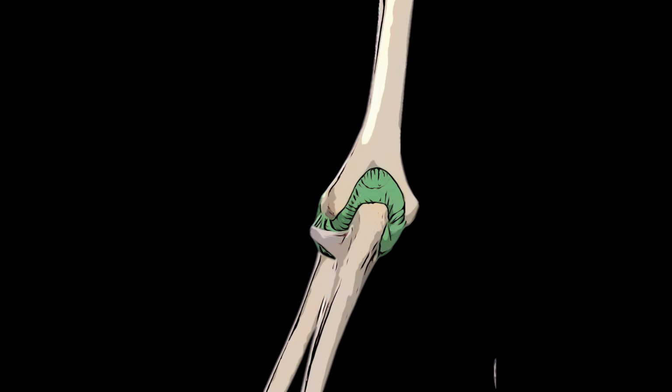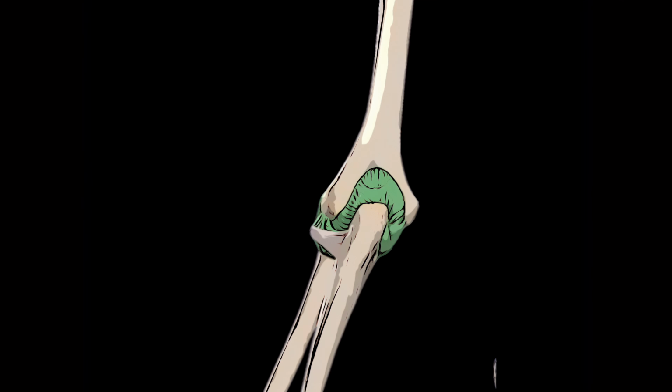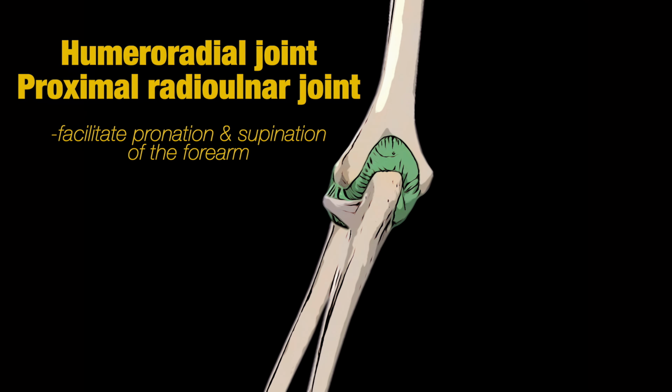Next, we will discuss the articular structures of the elbow, wrist, and hand, starting with the elbow. The elbow or cubital joint is essentially a complex of 3 joints, including the humero-ulnar, the humero-radial, and the proximal radio-ulnar joint. The humero-ulnar and humero-radial joints form a complex hinge joint that allows flexion and extension of the forearm, while the humero-radial joint, along with the proximal radio-ulnar joint, facilitates pronation and supination of the forearm.